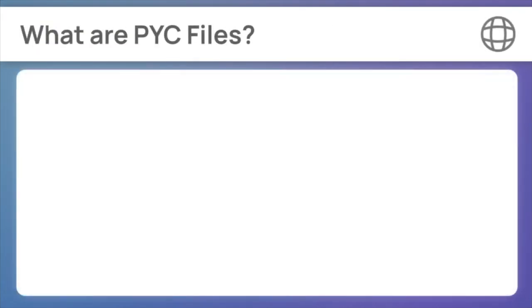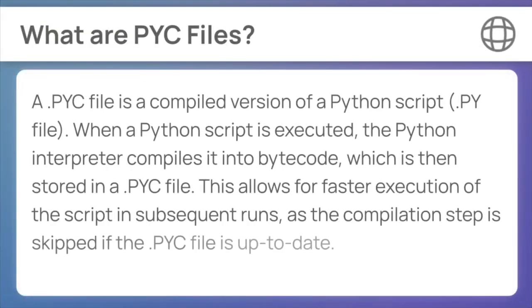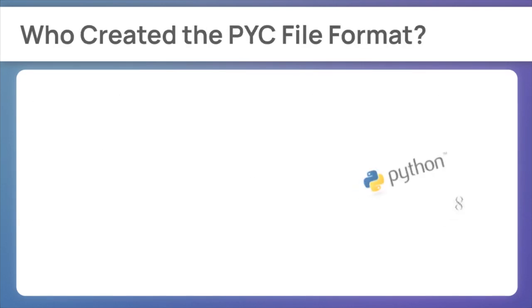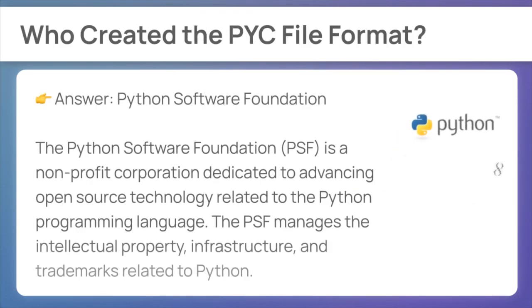A PYC file is a compiled version of a Python script, .py file. When a Python script is executed, the Python interpreter compiles it into bytecode, which is then stored in a PYC file. This allows for faster execution of the script in subsequent runs, as the compilation step is skipped if the PYC file is up to date.